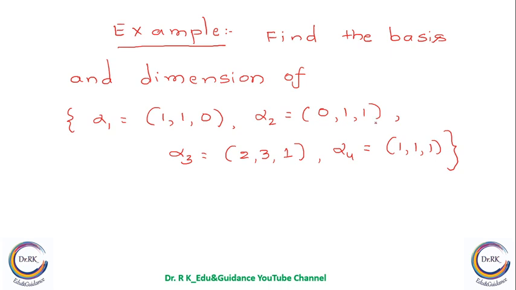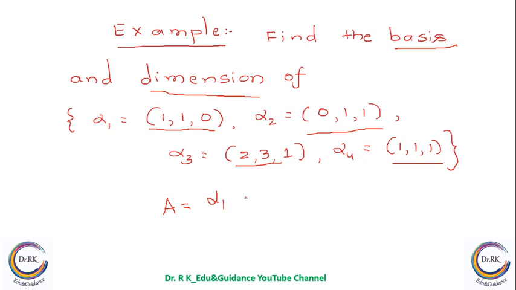So one more problem we'll try with respect to basis and dimension, because it is very important. Take any exam, you'll find a question on this. Basis and dimension. Here there are 4 vectors: alpha 1, alpha 2, alpha 3, alpha 4. Immediately we have to remember what to do in this case. First we have to write the matrix A with alpha 1, alpha 2, alpha 3, alpha 4.